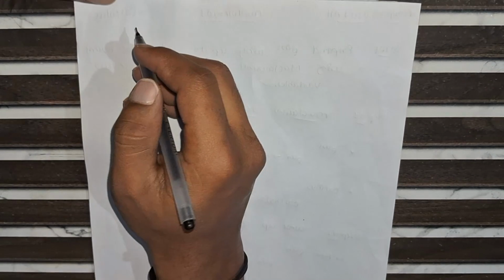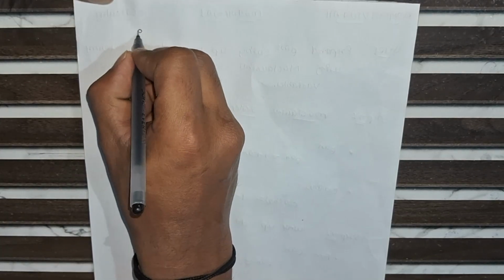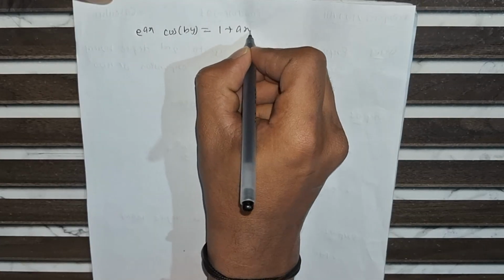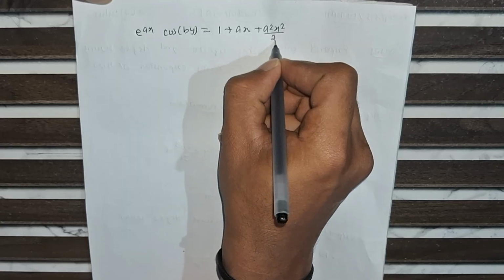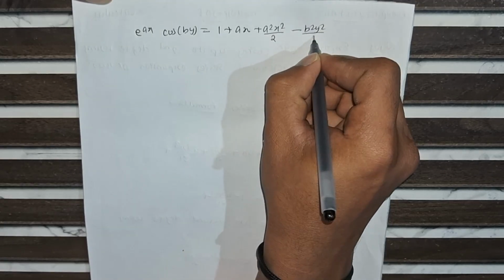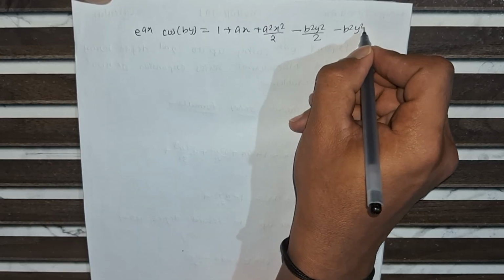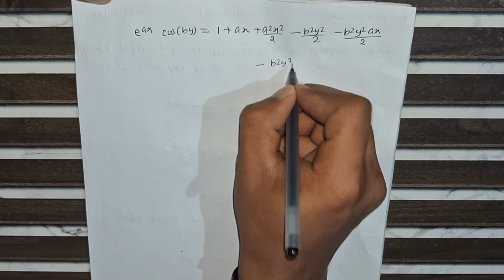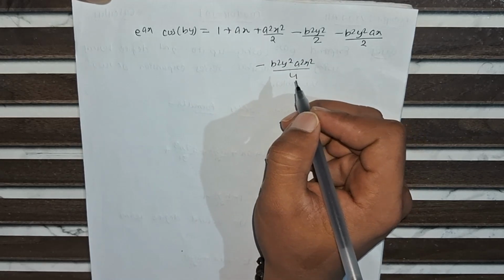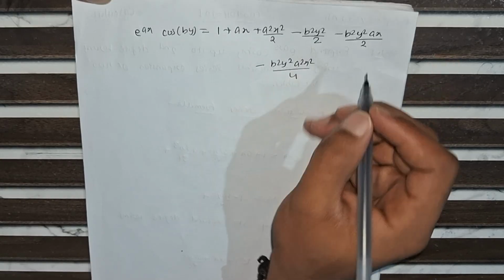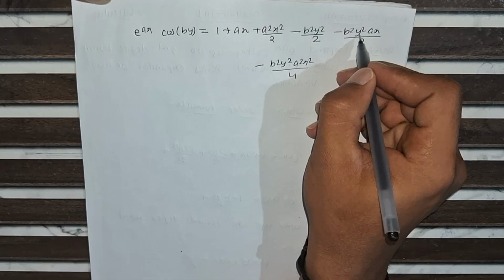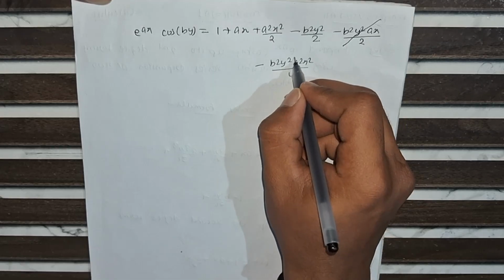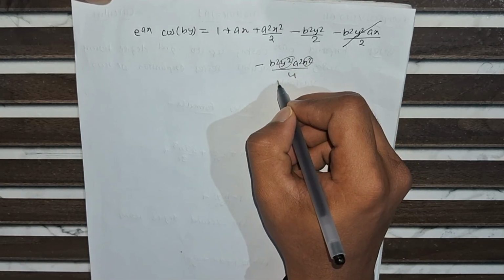Here I am again rewriting the equation, which is e to the power ax cos by equals 1 plus ax plus a square x square by 2 minus b square y square by 2 minus ax b square y square divided by 2 minus a square x square b square y square divided by 4. In the question it is asking about the second degree. We can clearly see that this is y to the power 2 and x to the power 1, so this is third degree, that's why we can ignore it. Here y to the power 2 and x to the power 2, so this is a fourth degree term, so we ignore that.